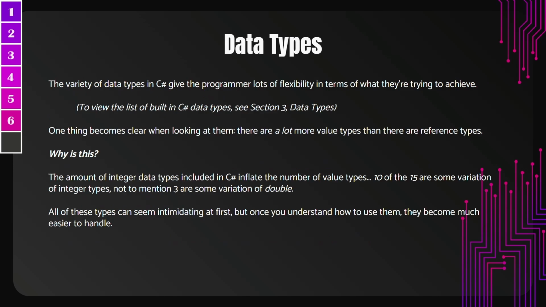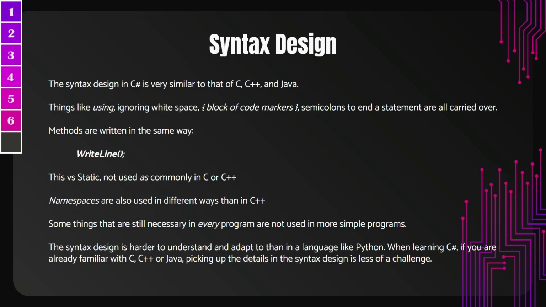As for data types, as we went over before, the variety of data types can give the programmer lots of flexibility. There are a lot more value types than there are reference types within C#, and again, that's because of the large number of int data types. 10 of them are integer types, and 3 of them are double types. Most of them are numbers. All the types can seem intimidating at first, but once you understand how to use them and in what cases to use them, they become a lot easier to understand and handle.